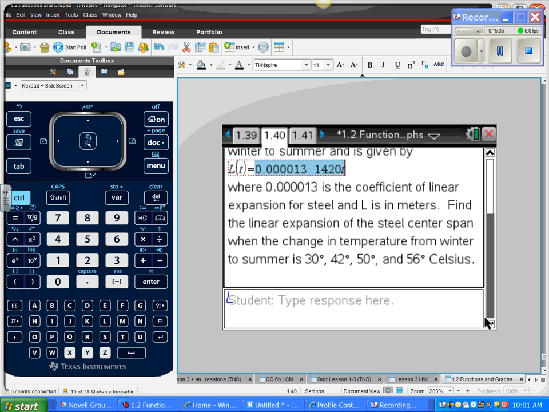Okay, so L of 30, 0.5538 meters. L of 42, 0.77532 meters. L of 50, 0.923 meters. And L of 56, 1.0338 meters.